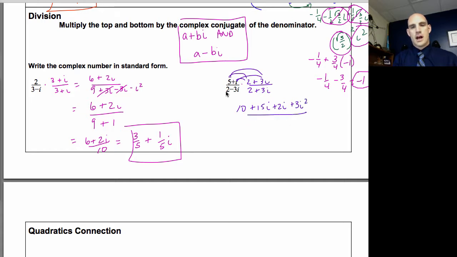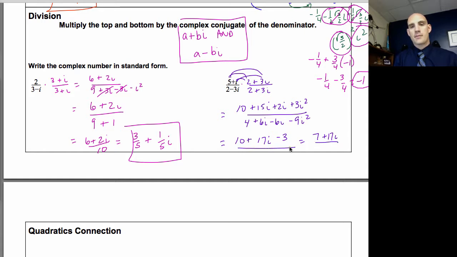On the bottom, I'm going to have 2 times 2 is 4. 2 times 3i would be 6i. Minus 3 times 2 would be minus 6i. Minus 3 times 3i would be minus 9i squared. Let's clean this up a bit. On top, 10 plus 17i. And this is 3 times minus 1, so minus 3, which is going to be equal to 7 plus 17i.